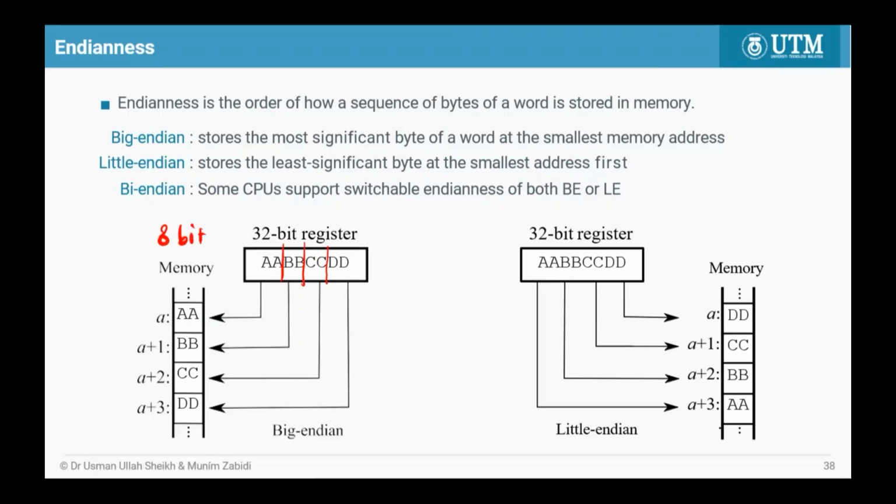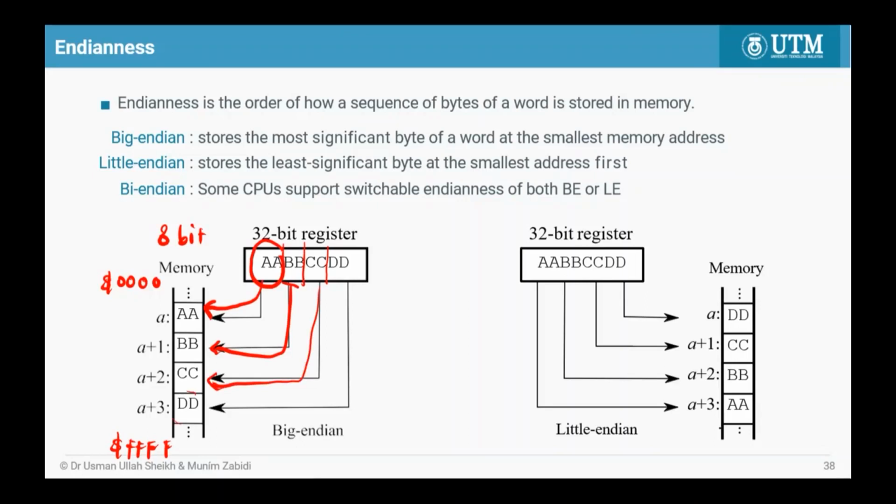By using big endian, usually the memory on top is the smallest memory address, and this is the highest memory address. So for the big endian, we take the most significant byte to this location here, which means that we store the most significant byte and then followed by the second most significant. And lastly the least significant byte is stored at this location here.